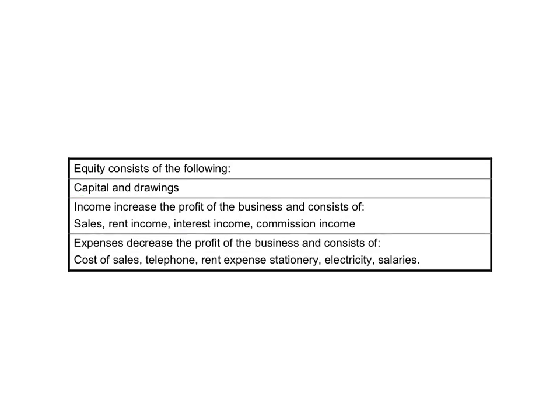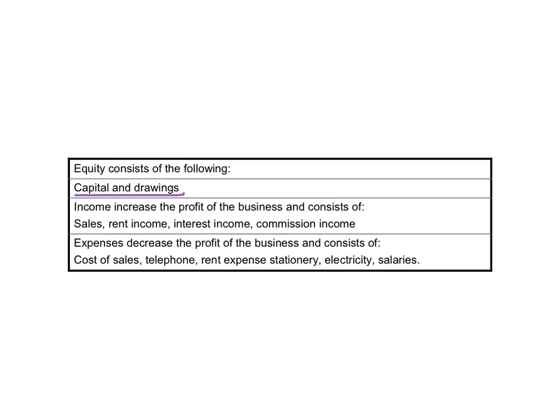Equity consists of the following: capital and drawings. So the owner will provide capital for the business and it will be recorded in his capital account. If he takes goods or money from the business, it will be recorded in the drawings account.